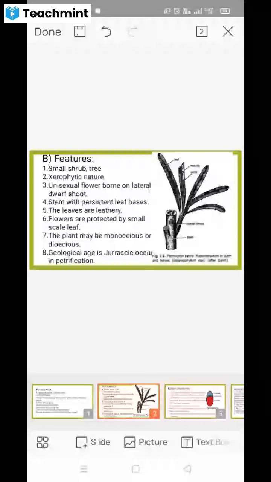Then the third character is unisexual flowers borne on the lateral dwarf shoot. Unisexual flowers means male and female flowers are separate. So here the flowers of Pentoxylon are borne on the dwarf shoot. A dwarf shoot has limited growth. Now you can see in the figure, the branches whose growth continues are called long shoots, and those whose growth is limited are called dwarf shoots. So on this dwarf shoot the flowers will be borne.